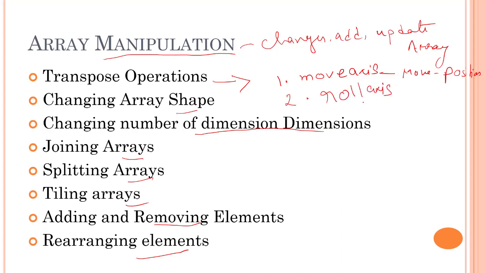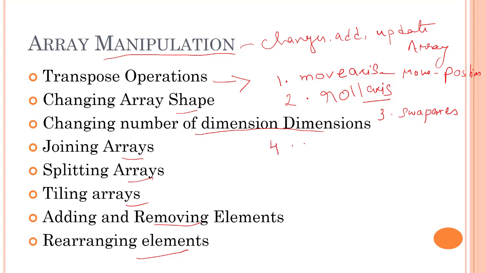Particularly, this operation is used to roll the specified axis backwards until it lies in the given position. So whenever we are doing it, it should be lying in the same position. Now we'll use another operation called swapaxes. So swapaxes is for swapping two axes.